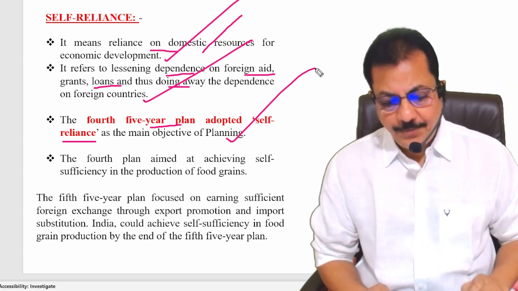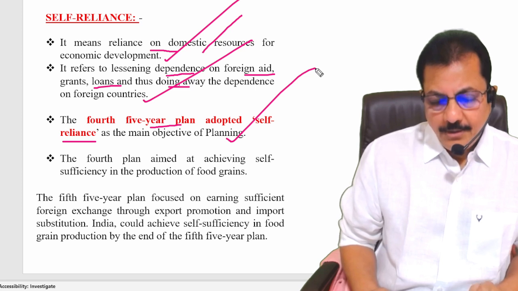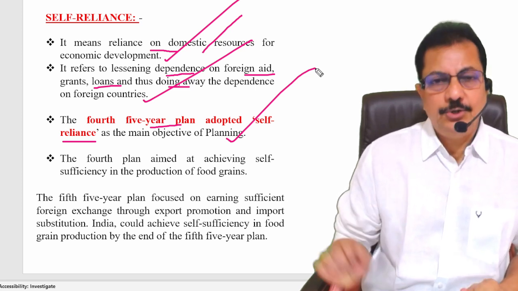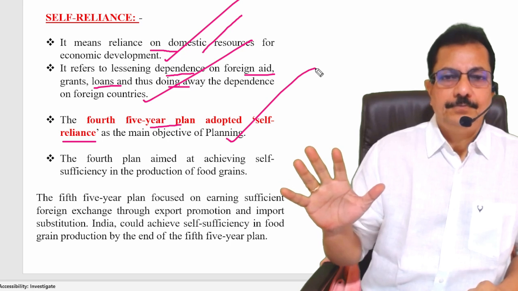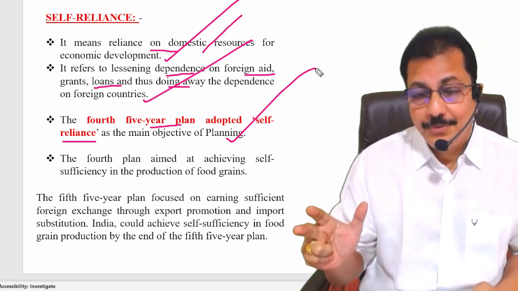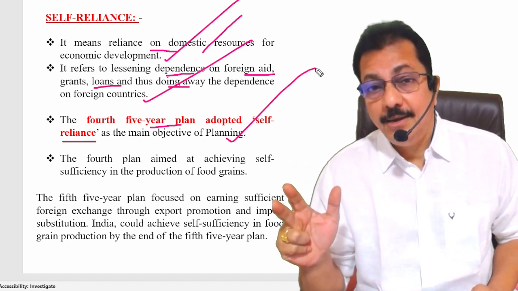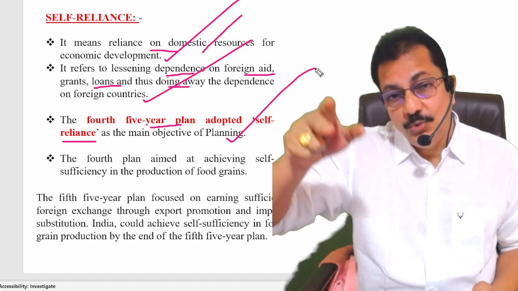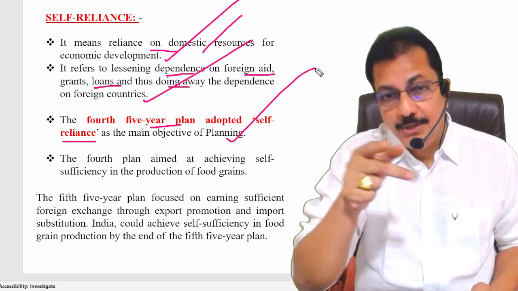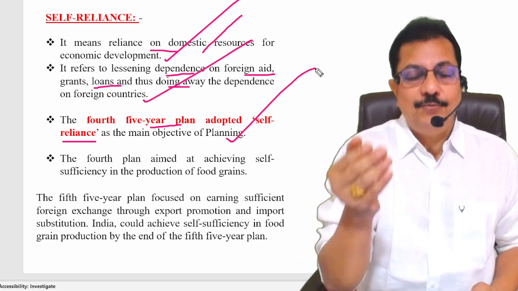Clear? Which 5-year plan has adopted the concept of self-reliance? Your answer should be the fourth 5-year plan. First 5-year plan, second 5-year plan, third 5-year plan. After the third 5-year plan, from 66 to 69, we got rolling plans. I will tell you in the next class. Then comes the fourth plan.